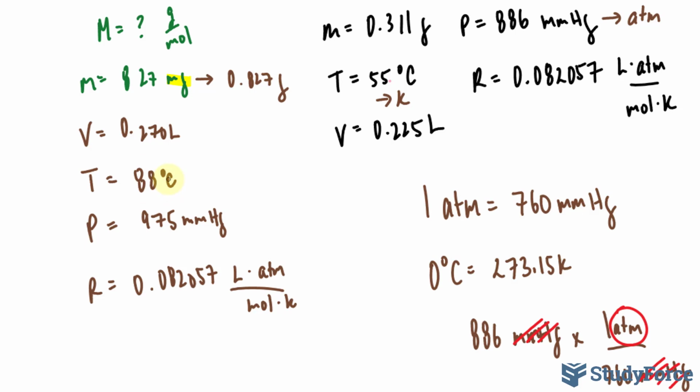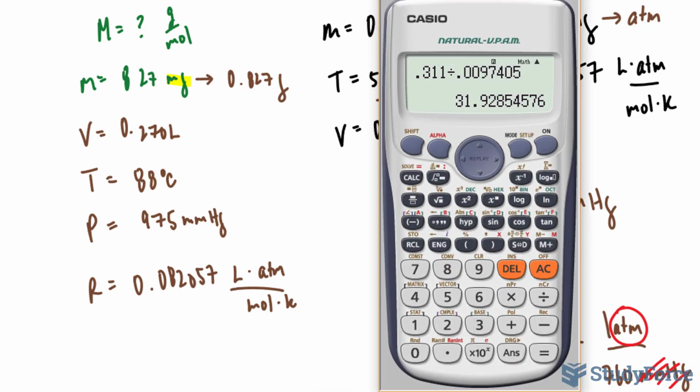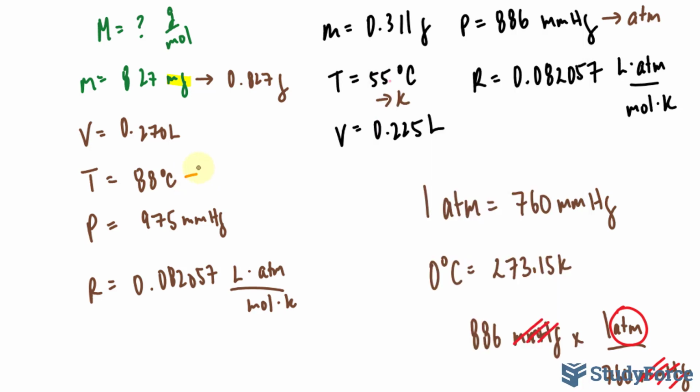So let's go ahead and convert that into Kelvin. We can take 88 and add 273.15. This gives us 361.15, where the last significant figure is this 1. So I'll put a dot underneath that 1.